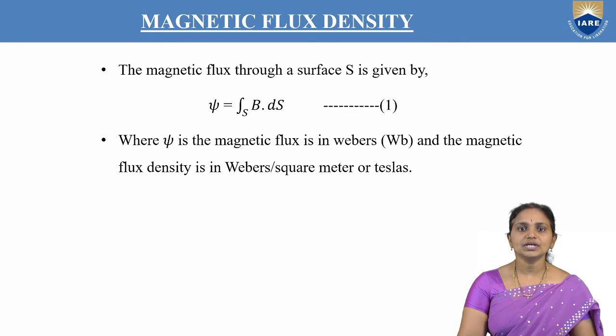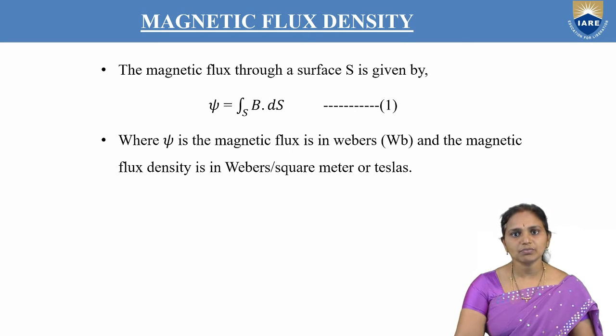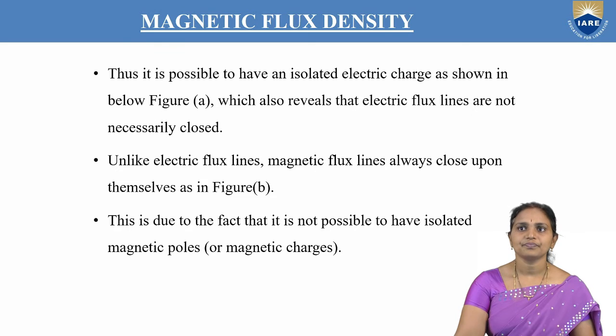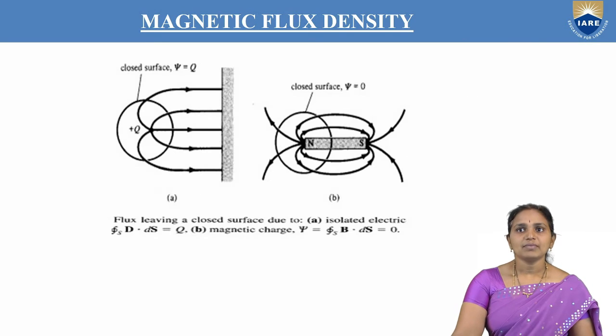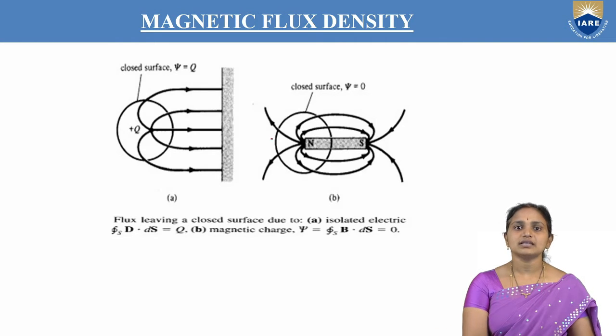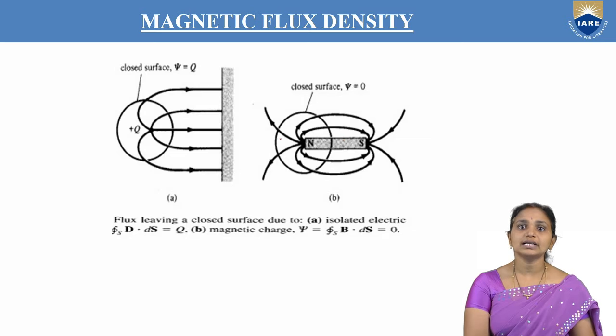Magnetic flux is given in Webers. Magnetic flux density is Webers per meter square, or you can call it Teslas. So the units of magnetic flux density are Webers per meter square or Teslas. Magnetic flux lines always start on north pole and end on south pole, as I told you already, and it always requires a closed surface. But electric flux lines don't require a closed surface.